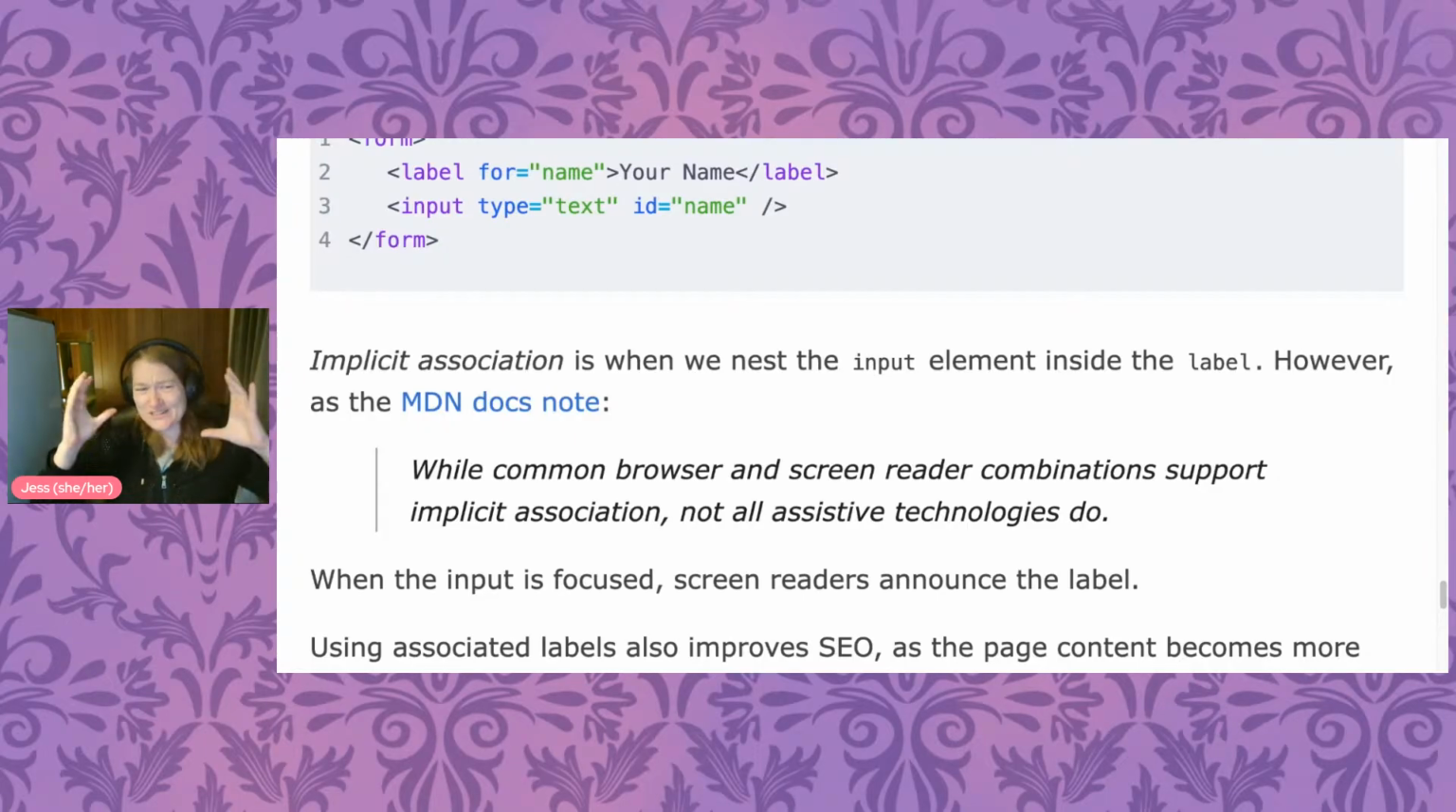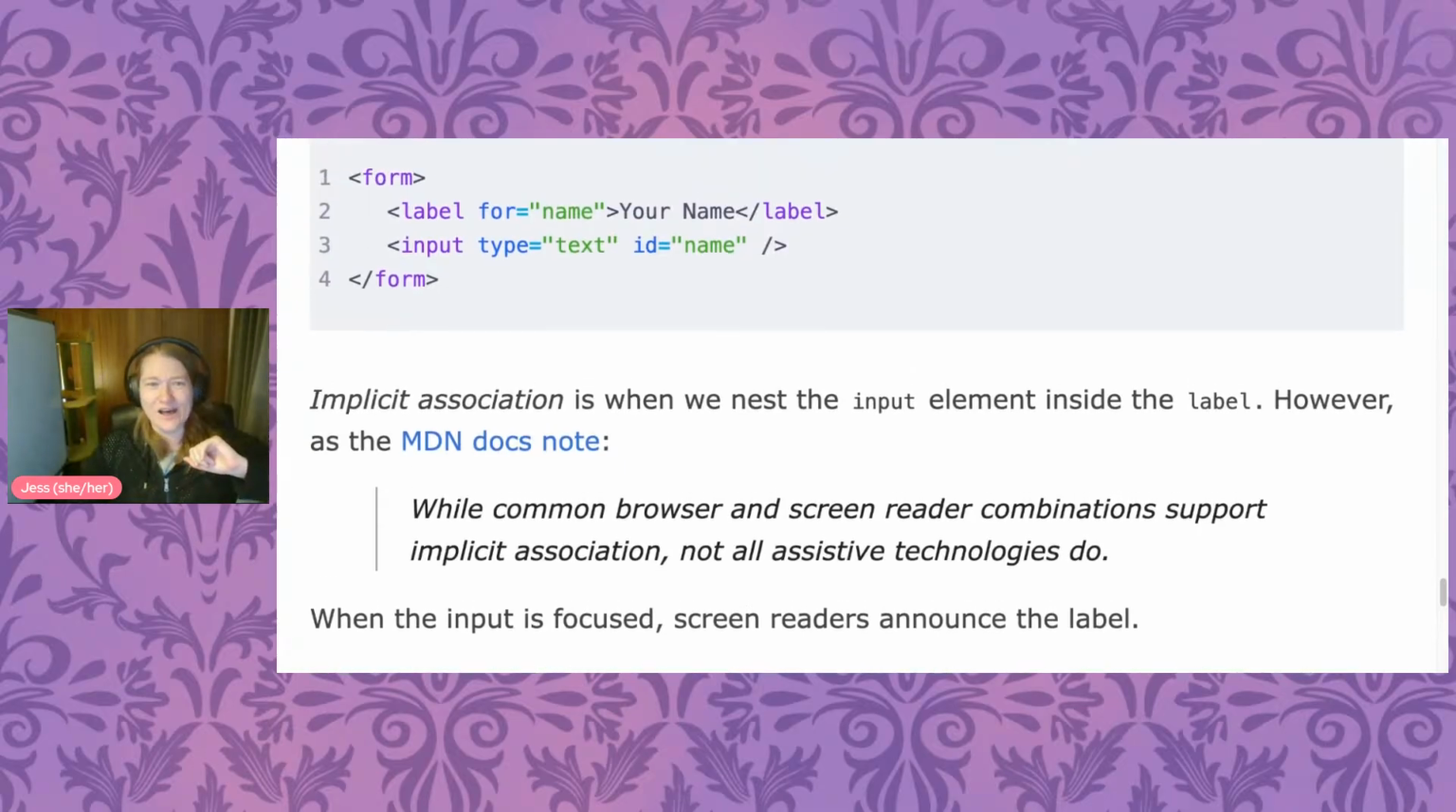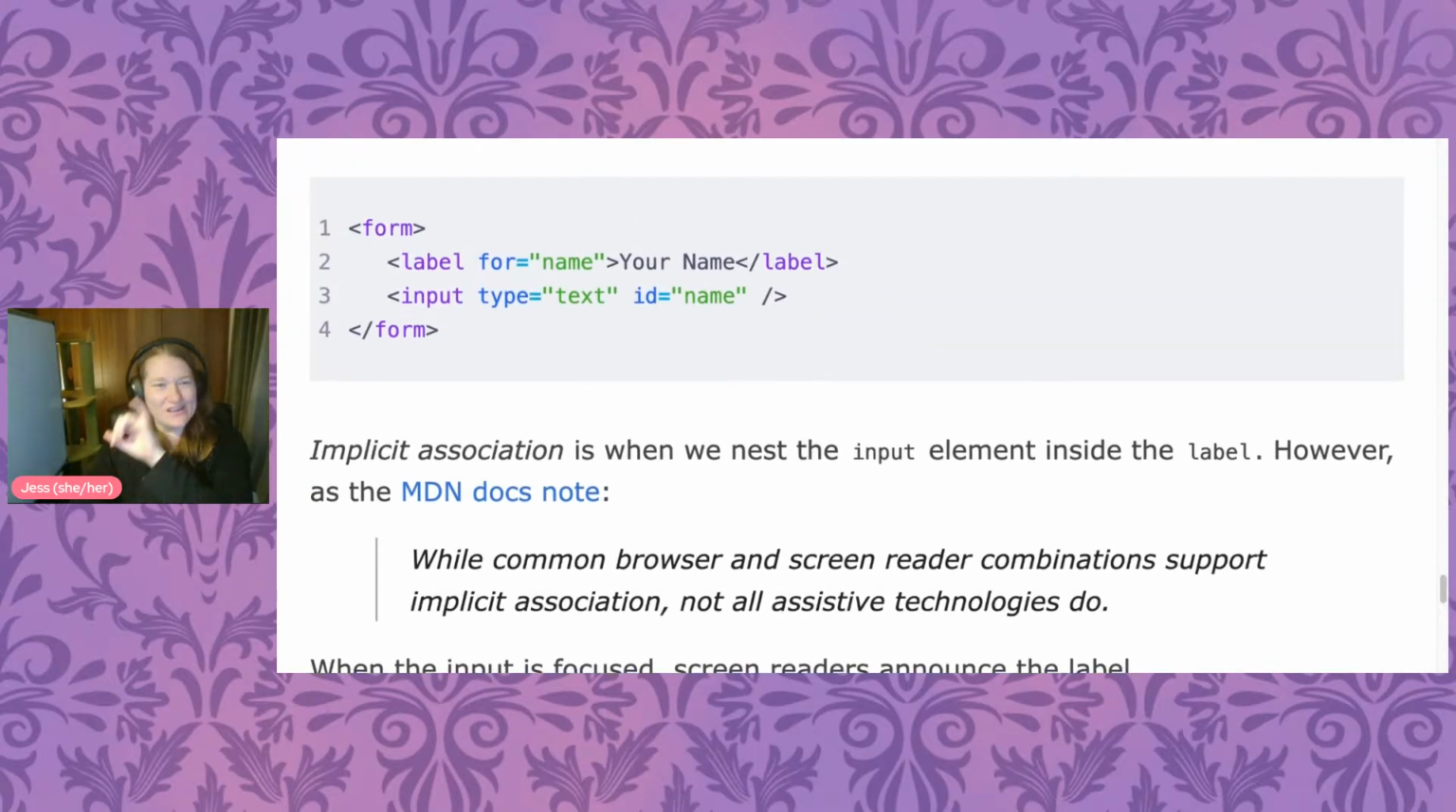We know that there's two ways to do this. Explicit, where you've got the label for connect, using the for attribute to connect it to the ID. And we know that this is going to be significantly more accessible. Why not type one more tiny attribute and do it the more accessible way?